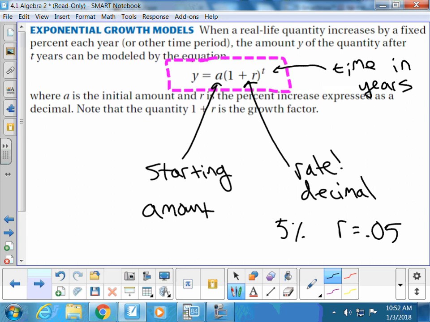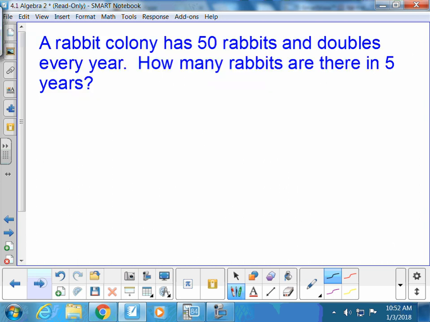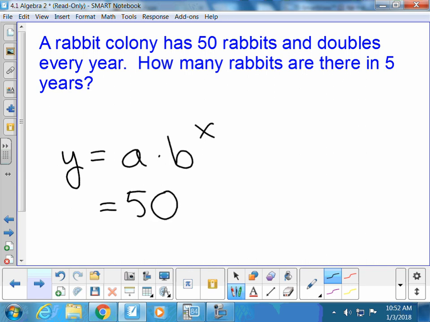All right, our first example here actually isn't even a bank problem at all. A rabbit colony has 50 rabbits and it doubles every year. How many rabbits are in 5 years? So you don't actually even need the equation on the last slide because there's no interest rate, is there? But maybe just use the formula we've been using all day. A times B to the X. What's our starting amount of rabbits? What's our growth factor?